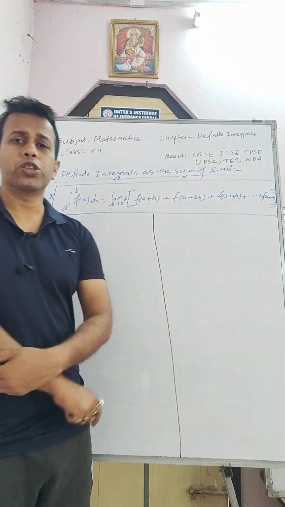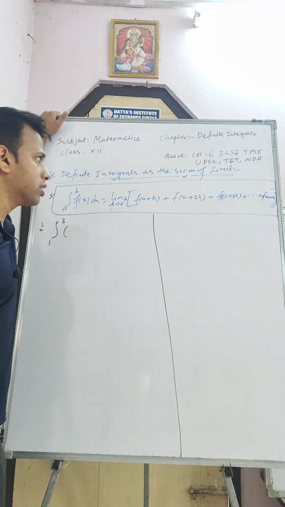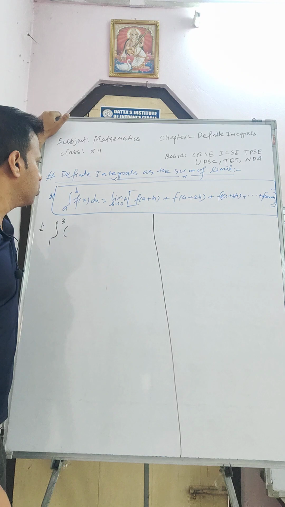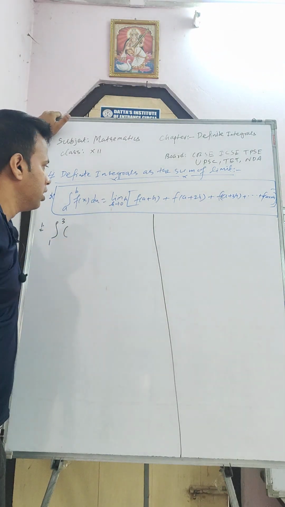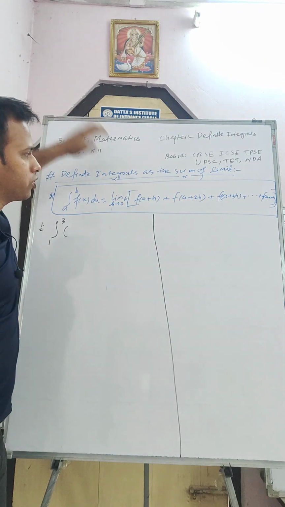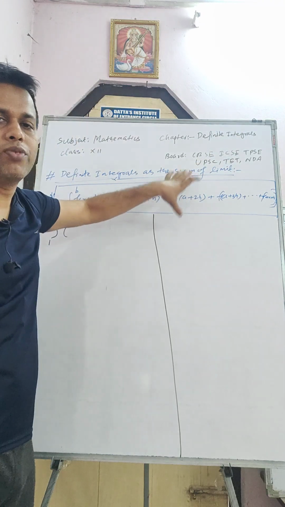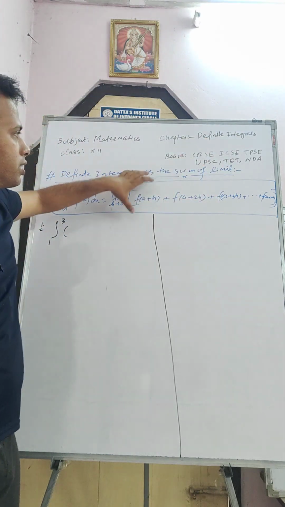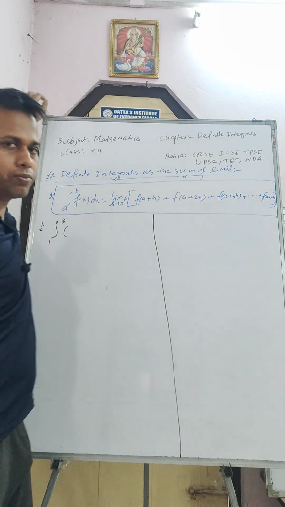Today I will take another class from mathematics, that is definite integral as the sum of limits. The formula is: integral from a to b of f(x) dx equals limit h tends to 0 of h times [f(a) + f(a+h) + f(a+2h) + f(a+3h) + ... up to f(a+nh)]. This is the formula of the definite integral as the sum of limits. By using this formula we will do some numericals.